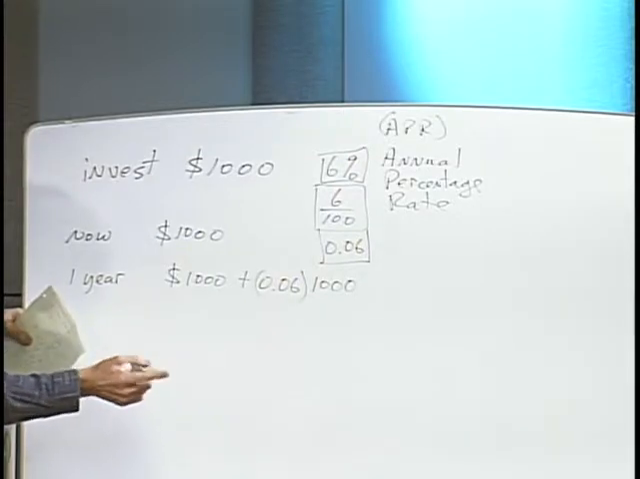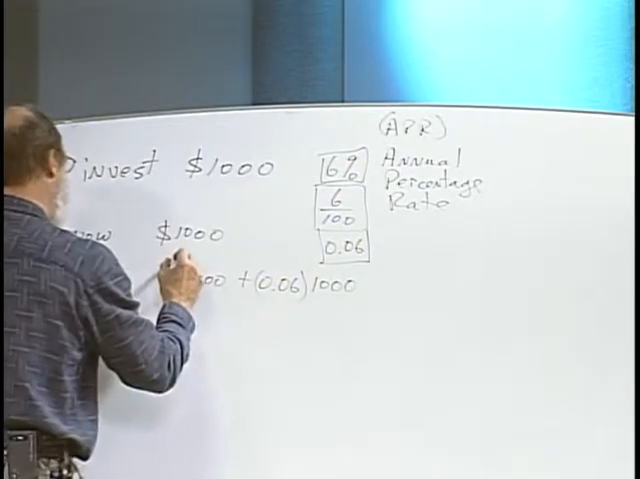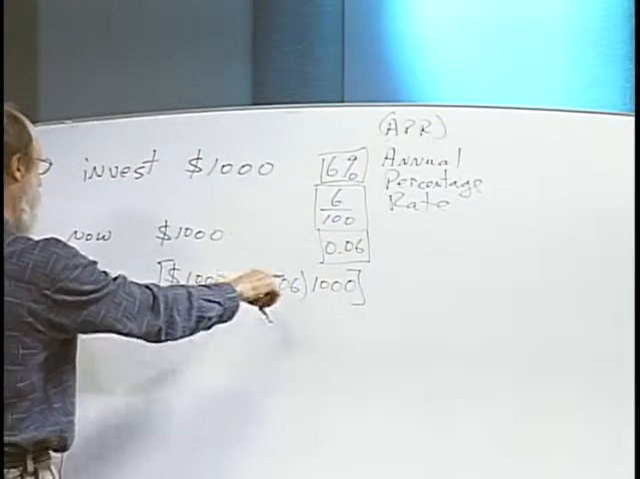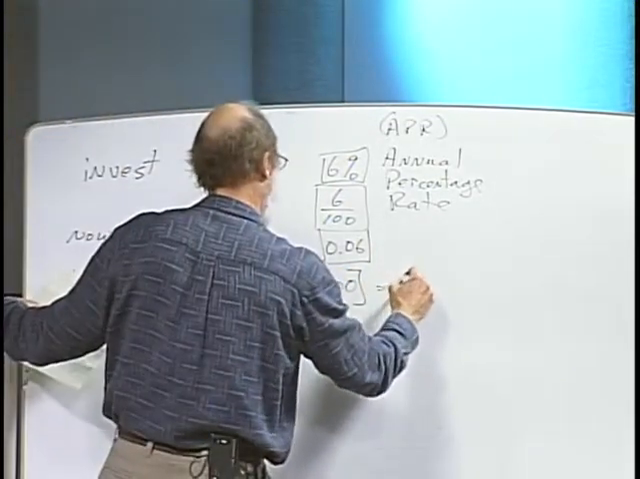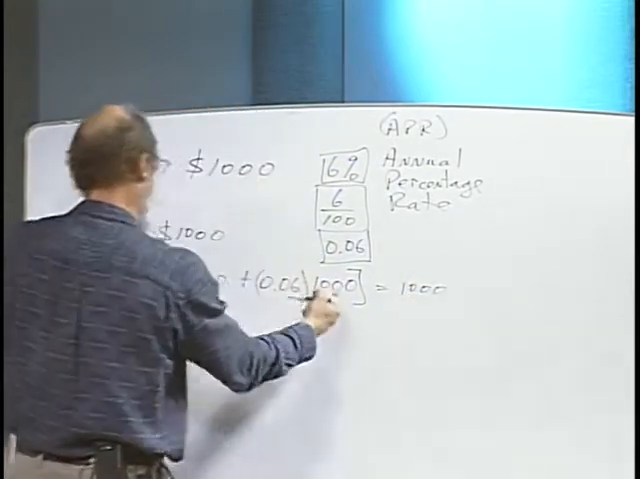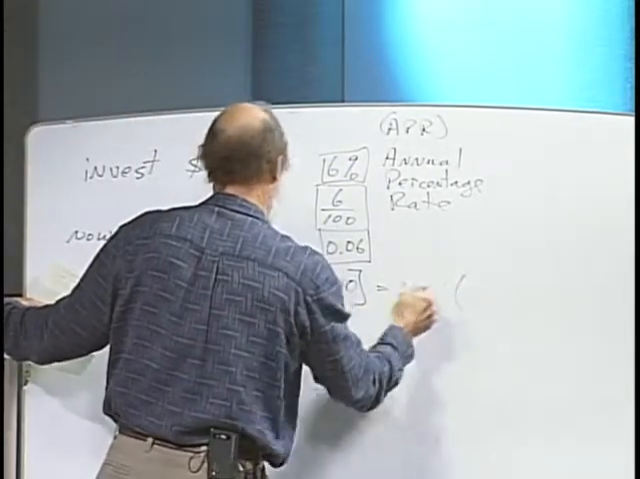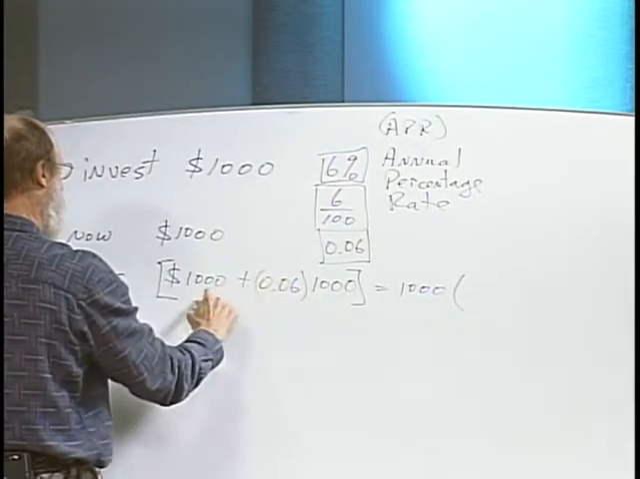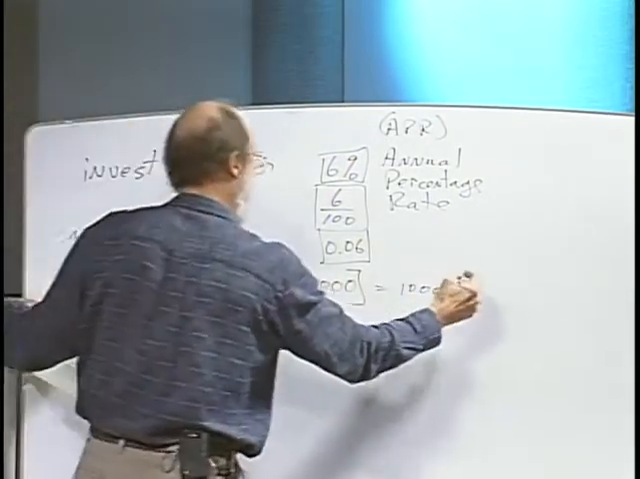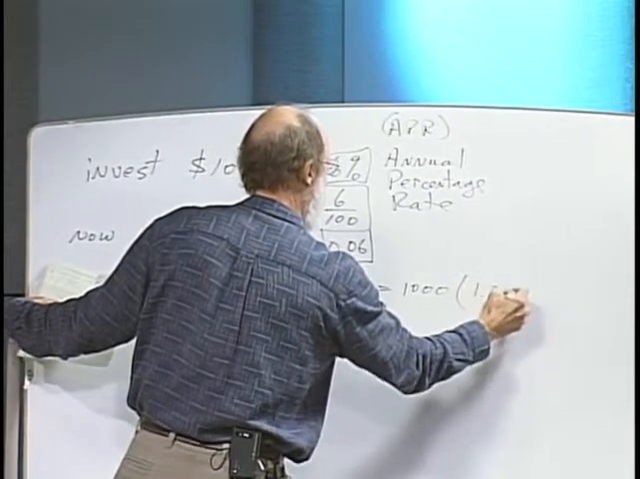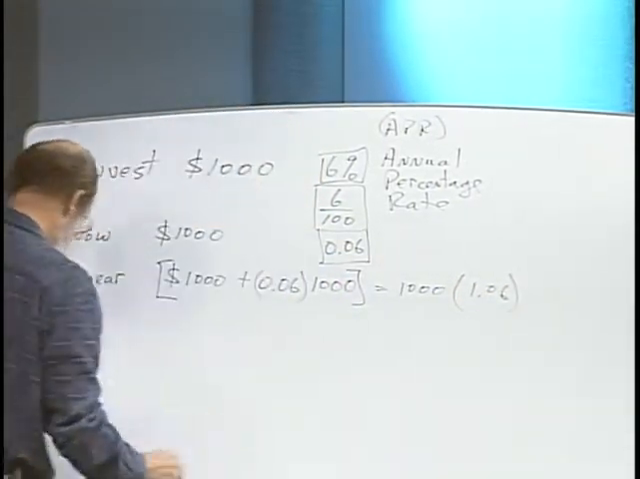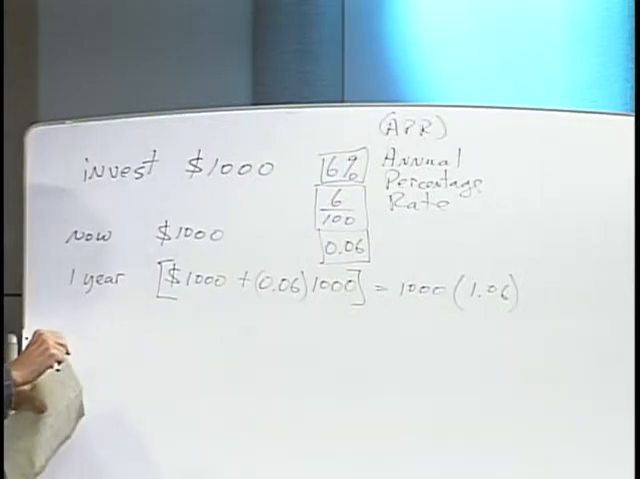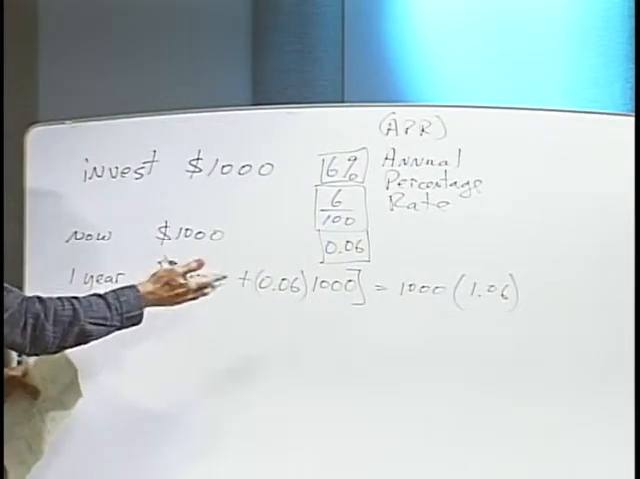Now, what happens at 2 years? So here we have a chunk of money. And what I'd like you to notice about this is that this is equal to $1,000, if we factor that out, times 1 plus 0.06, and so we have 1.06 right there. Is that right? Pretty comfortable?